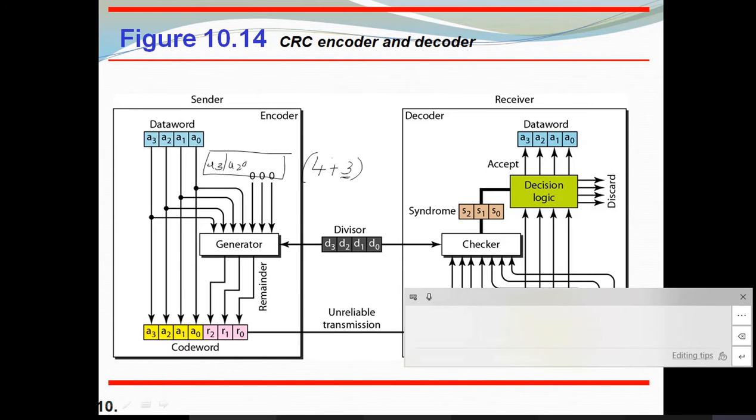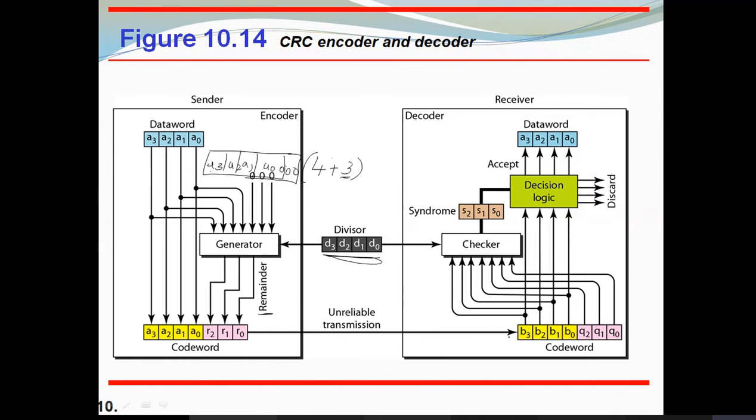A3, A2, A1, A0, and also these three zeros. So this complete data word is sent to the generator. The generator will take this data word and do division. The divisor is required, and this is considered as a dividend. This dividend is divided by the divisor, and you get some remainder. That remainder value is added to the data word as extra bits, and it forms the code word, which is sent through the transmission media to the receiver.